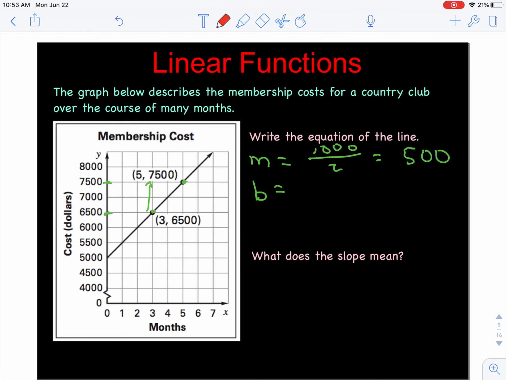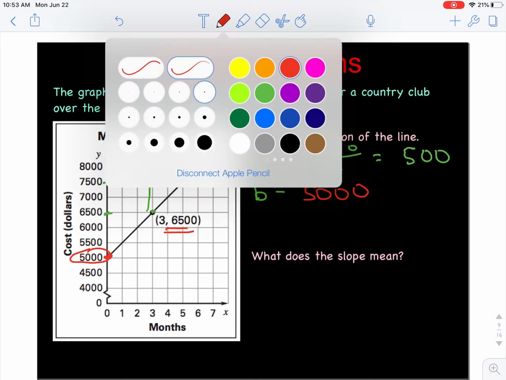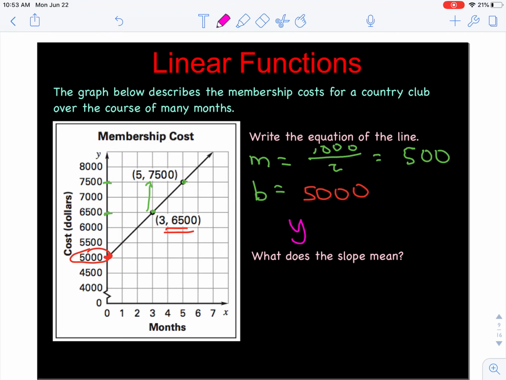But if you look down here, that value of 5,000 is our y-intercept. And we could verify that by plugging in one of these points right here with our slope to double check. But for time's sake, I'm not going to do that. And so the equation of our line becomes y equals 500x plus 5,000.